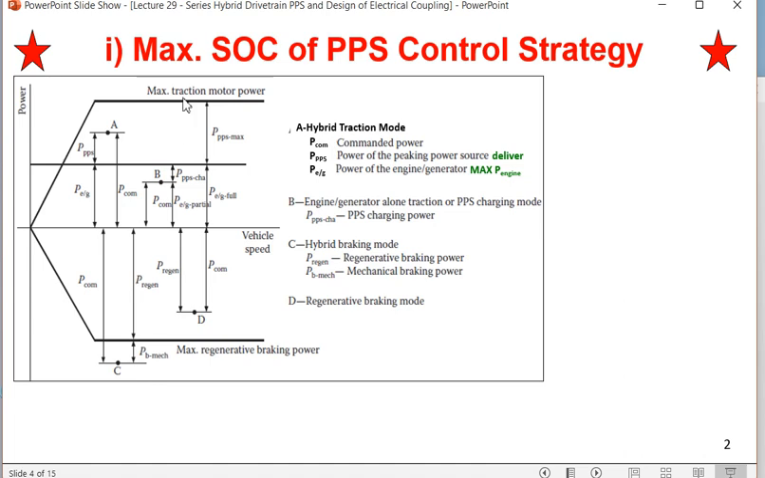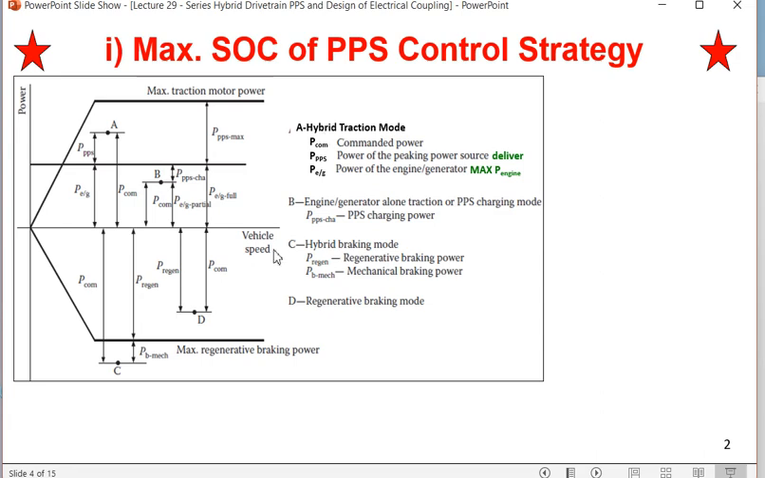Now let us come to the traction side. What is A? A is written as hybrid traction. What is meant by hybrid traction? Hybrid traction means the primary source, that is EG. EG stands for engine generator; it is written here as PEG max. From here to here is the max EG, and from here to the top is the max PPS. If the maximum traction power is asked at this point, the engine will produce this much, the PPS will produce this much, and this total power will be supplied for traction of the motor. Now you are finding there are two cases explained, case A and case B.